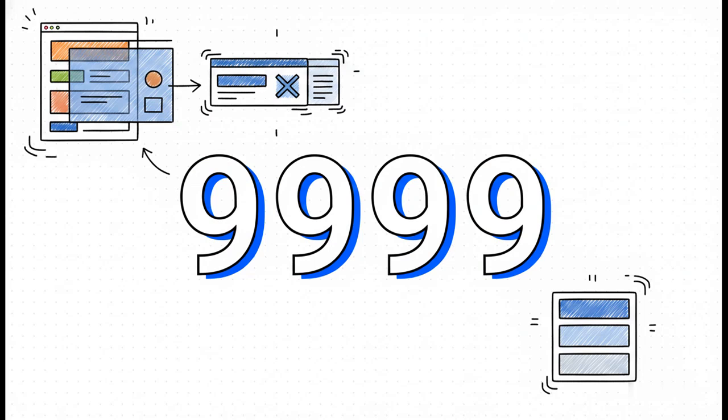Developers often use this as a magic number to make sure their element, like a pop-up modal, always stays on top. It's a quick fix, but in bigger projects, it can be a sign that the stacking context isn't being managed as well as it could be.